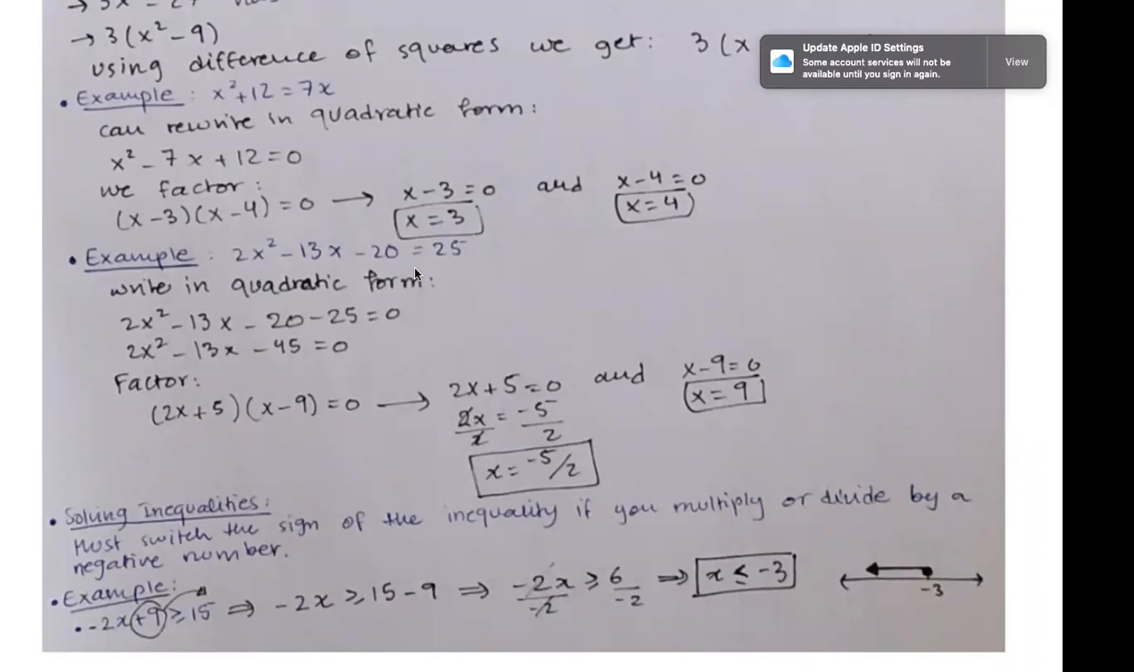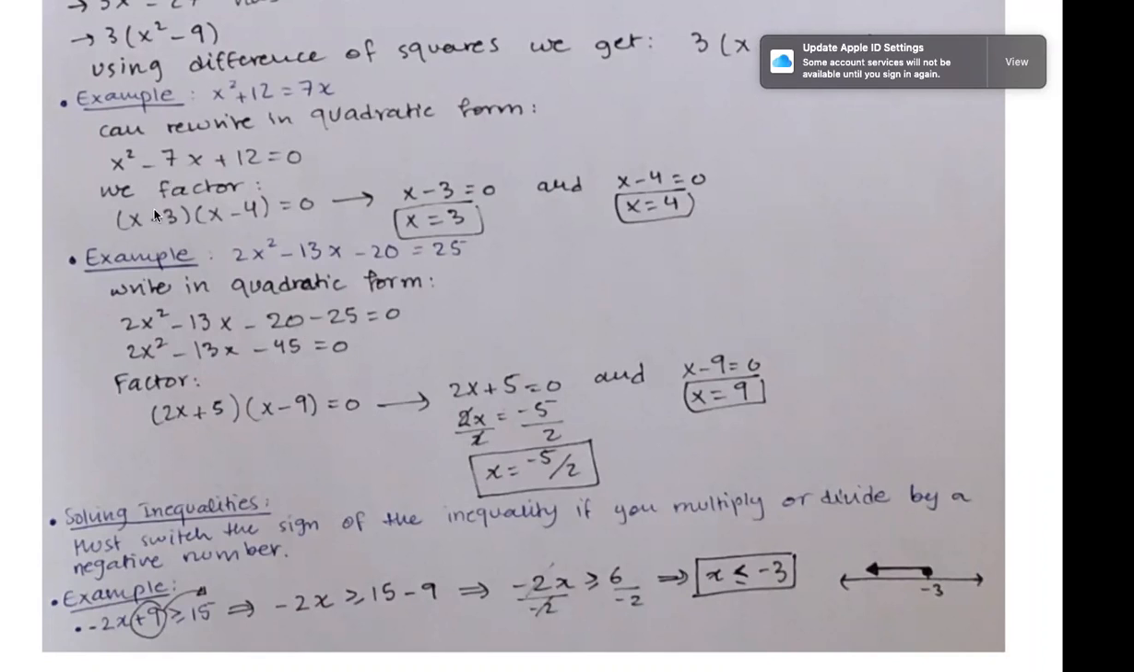So 25, you take it to the other side with an opposite sign. In this case, it's going to be a negative. So you get 2x squared minus 13x minus 20 minus 25. You have two terms that are the same, so you add them. So you get minus 20 minus 25, which is minus 45. And then you can factor.